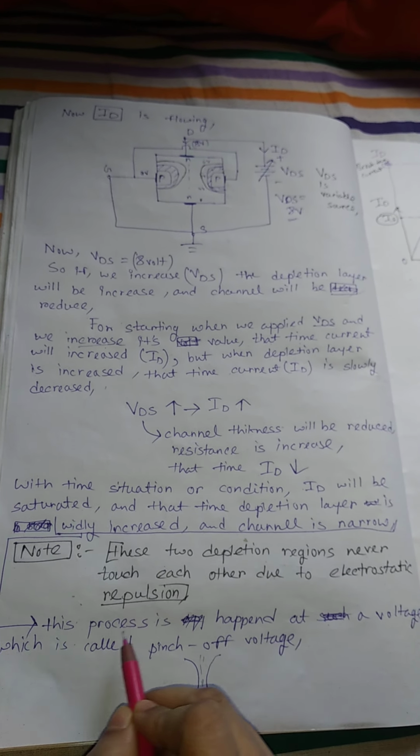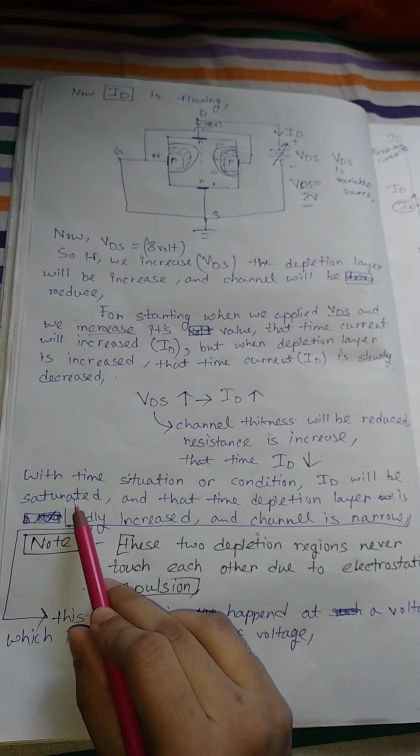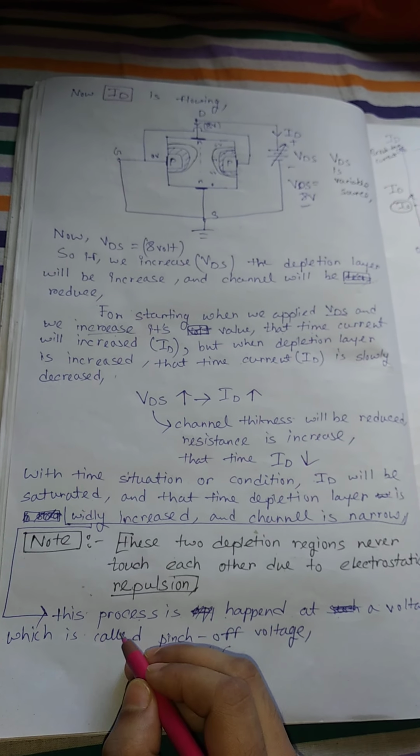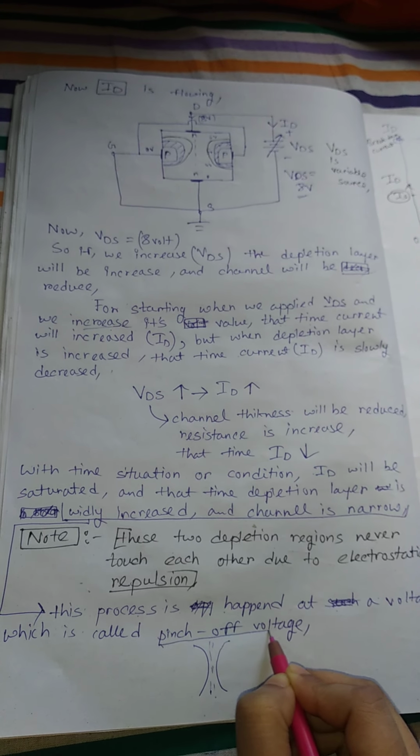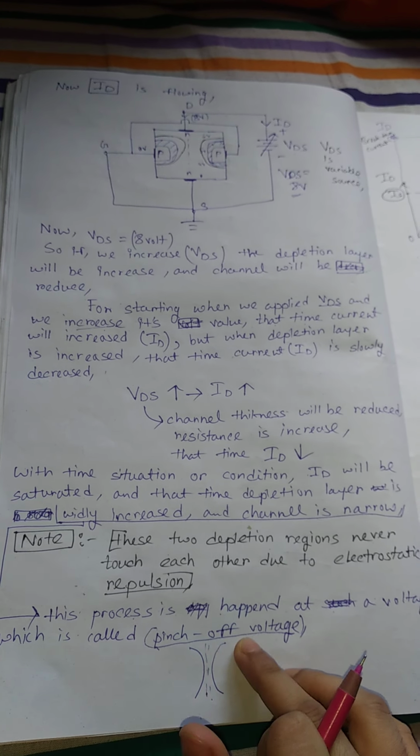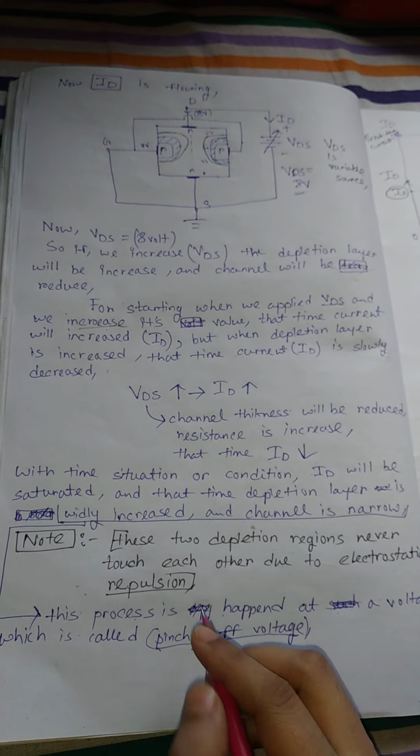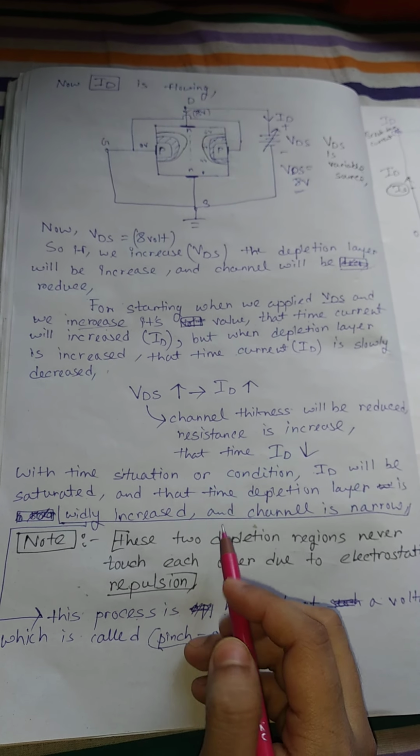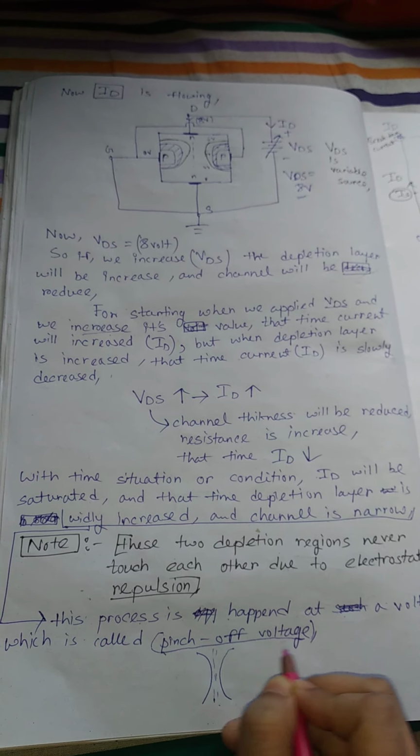So this process happens at a voltage when ID is saturated. The voltage at which ID is saturated is called the pinch off voltage. Very important to everyone. Always remember, it's a question given in exams: ID current is saturated by which voltage? Then you all say that this is the pinch off voltage.